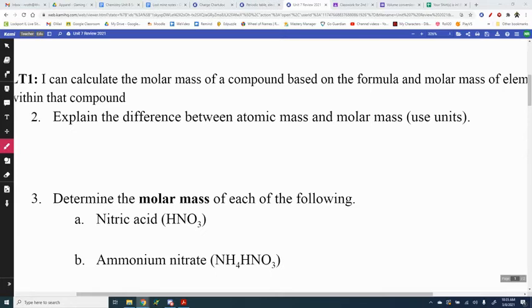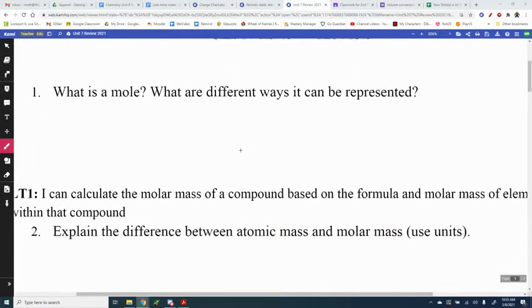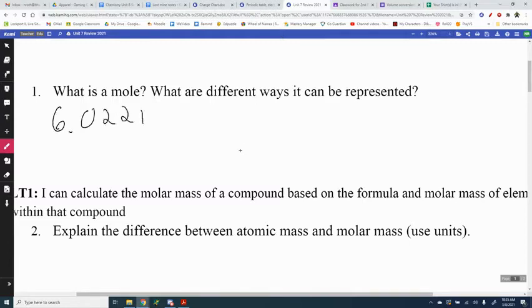All right, so we are going to talk about the review for this unit. First off, what is a mole? A mole is basically just a number, right? Like a dozen means 12. A mole means 6.022 times 10 to the 23rd.